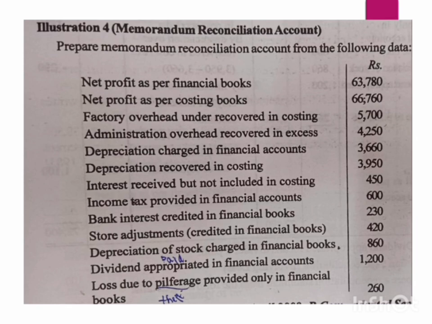Interest received but not included in costing is 450. Income tax provided in financial account is 600. Bank interest credited in financial book is 230. Store adjustment credited in financial book is 420. Depreciation of stock charged in financial book is 860. Dividend appropriated in financial account is 1,200. Loss due to pilferage provided only in financial book is 260.